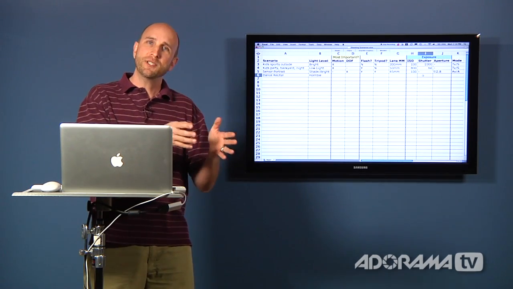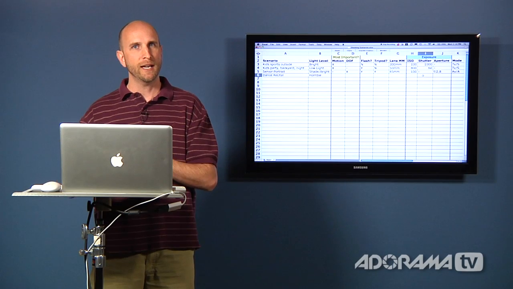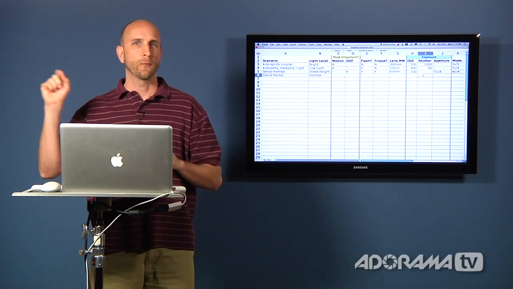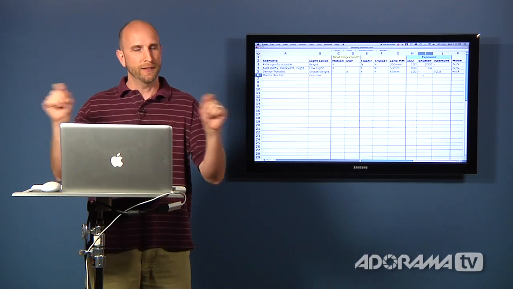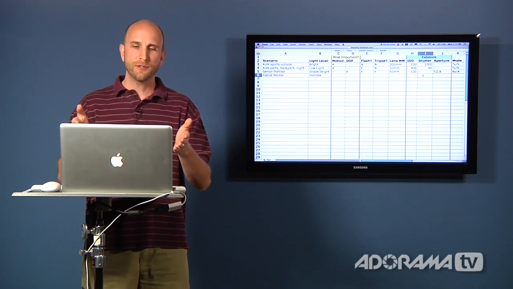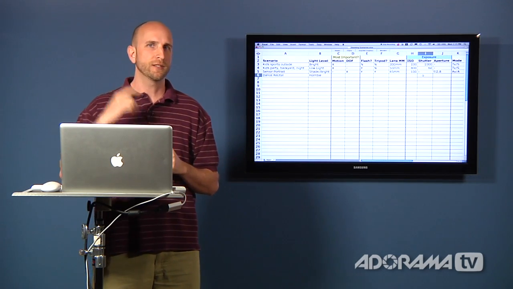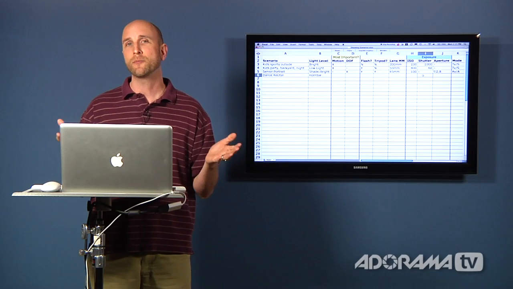What are you shooting? How much light do you have? What equipment do you have? What's most important? What mode do you set your camera in? Fill in the blanks, you're ready to go. And I use this every single time I shoot. It's just an exercise I do in my head, and it's become automatic.